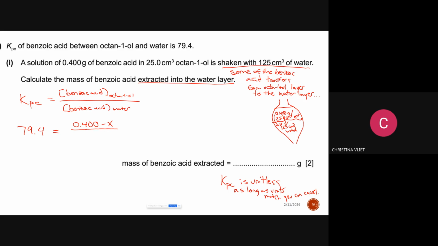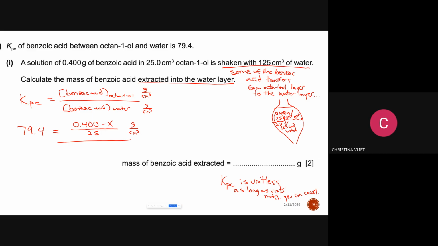What's the volume? Because remember, this has to be a concentration. So concentration is at its basic an amount over a volume. So what would the volume be of octanol? 25. So I'm doing mine in grams over cm cubed. That's how I'm doing my units. I'm doing grams over cm cubed over grams over cm cubed. And all my units are going to cancel like that. So that's my one layer. That's my top layer, grams over cm cubed. But now I've got to do that again for the bottom layer.